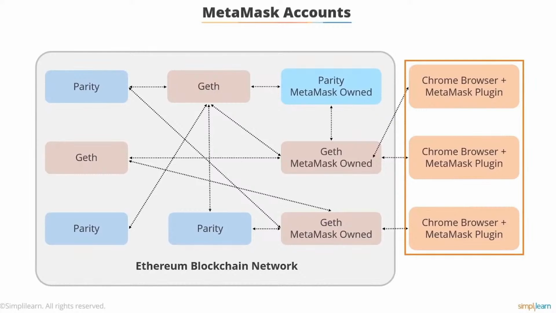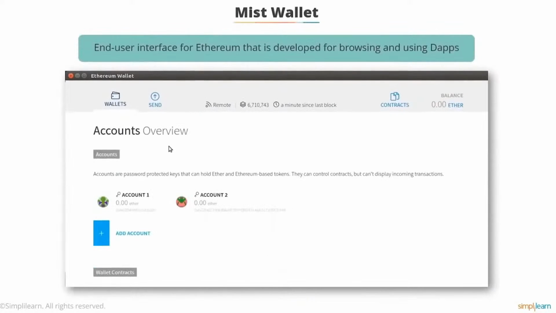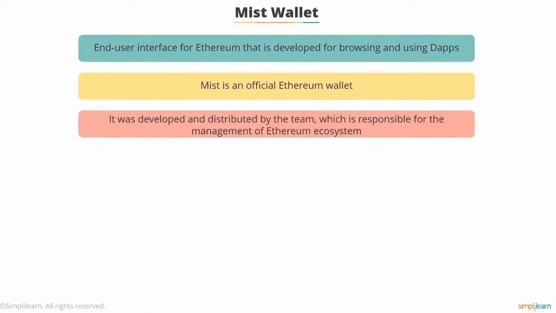Let's talk Mist, which is another important tool of the blockchain ecosystem. Mist Wallet. Mist Wallet is the end user interface for Ethereum that is developed for browsing and using dApps. Mist is an official Ethereum wallet. It was developed and distributed by the team which is responsible for the management of Ethereum ecosystem.